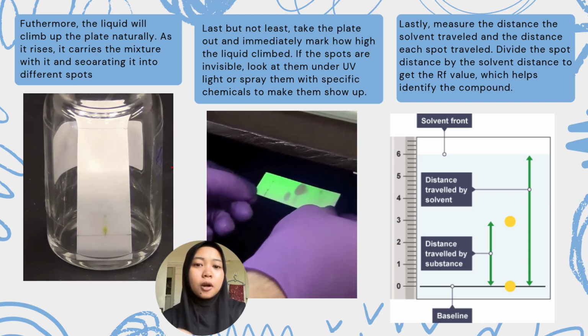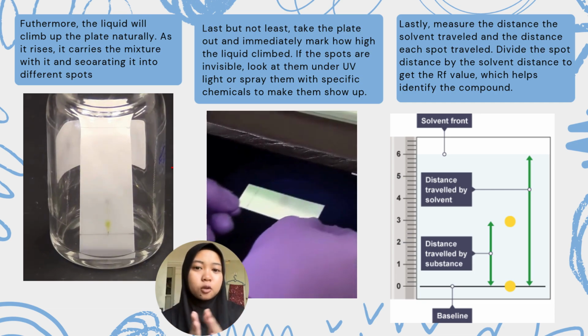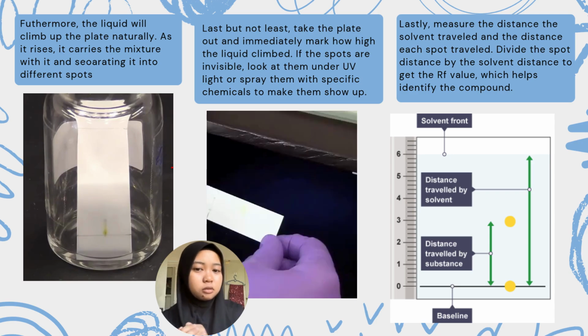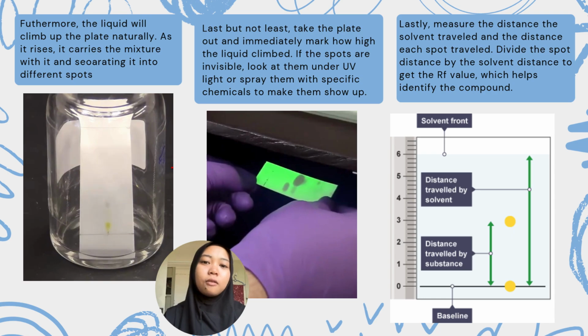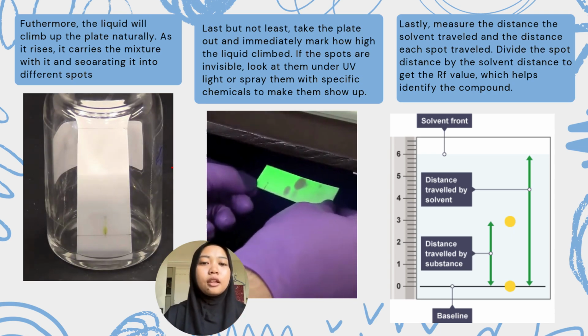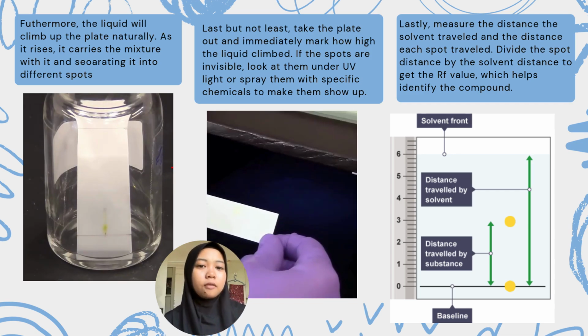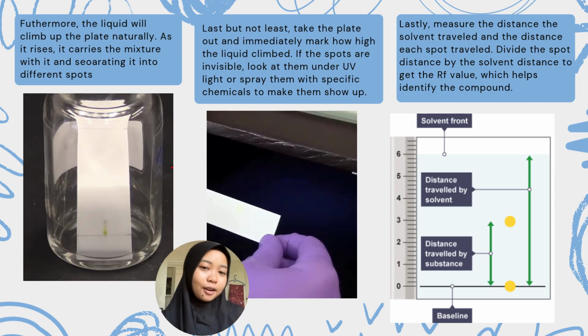If the spots are invisible, look at them under UV light or spray them with a specific chemical to make them show up. Lastly, measure the distance the solvent traveled and the distance each spot traveled. Divide the spot distance by the solvent distance to get the Rf value, which helps identify the compound.